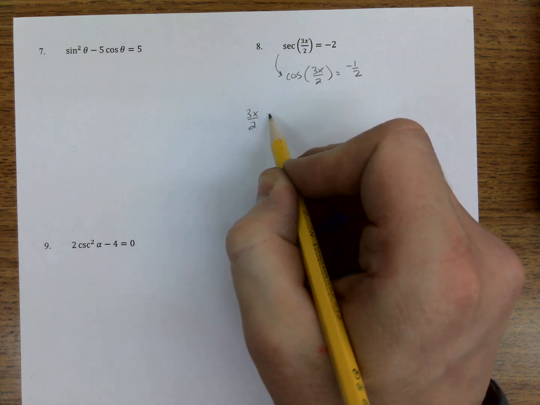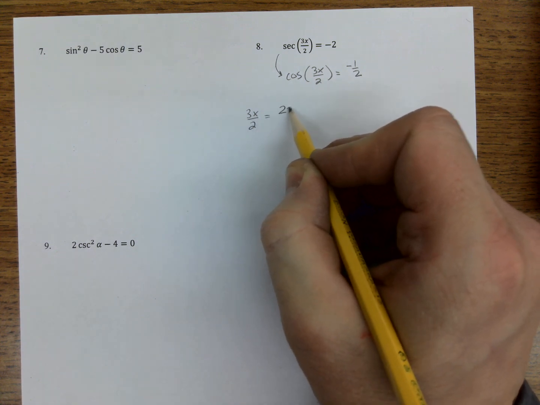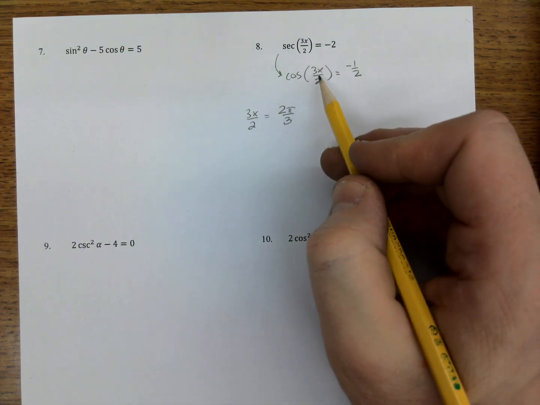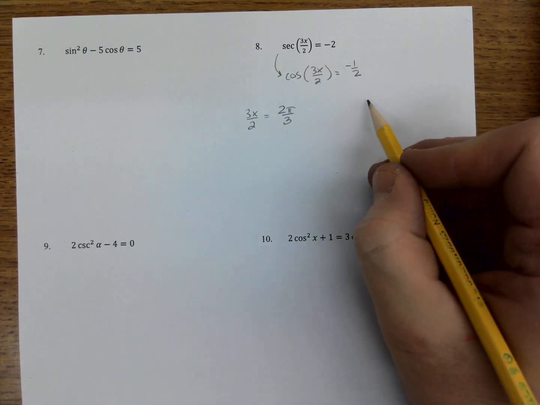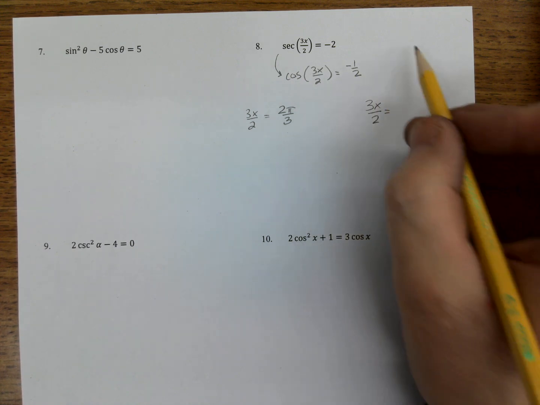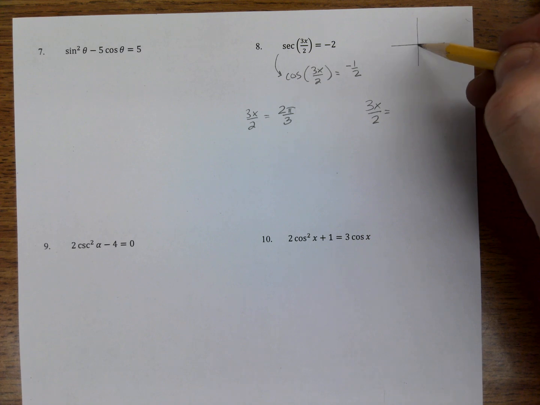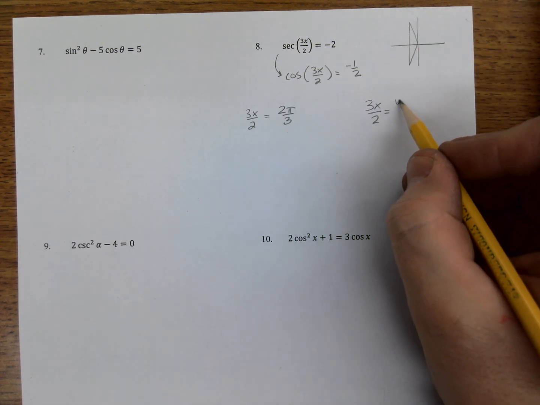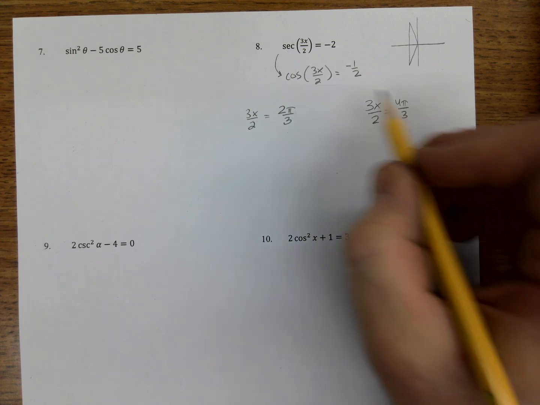Cosine is negative 1/2 at 2 pi over 3. Again, I didn't solve for x, so I brought this down here. And over here, I'm going to do the same thing because there's another place where cosine is negative 1/2. Remember, if I draw these triangles, it's going to be those tall, skinny ones. And it's going to be 4 pi over 3.